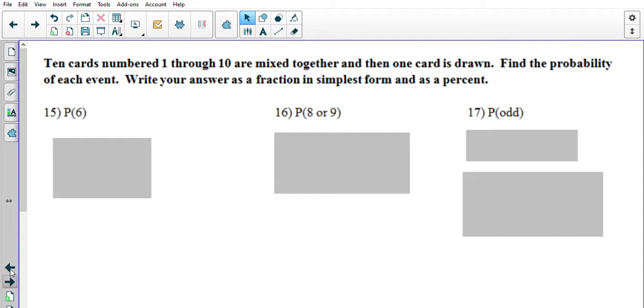So in this set of problems, it says 10 cards numbered 1 through 10 are mixed together and then one card is drawn. Find the probability of each event. Write your answer as a fraction in simplest form and as a percent.